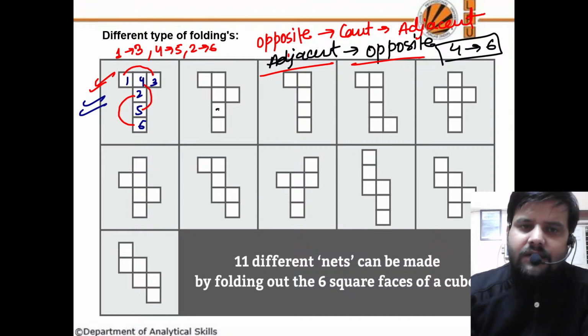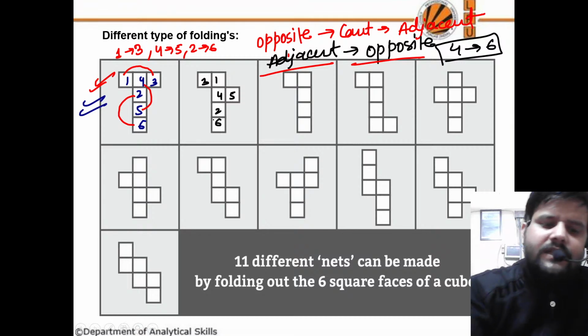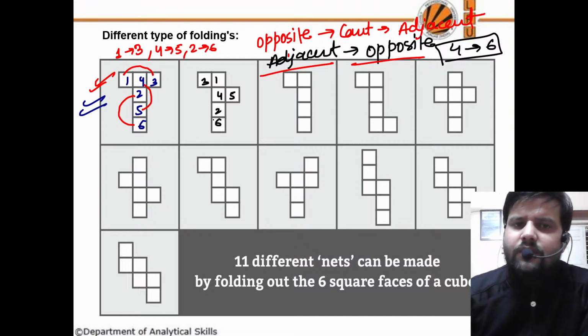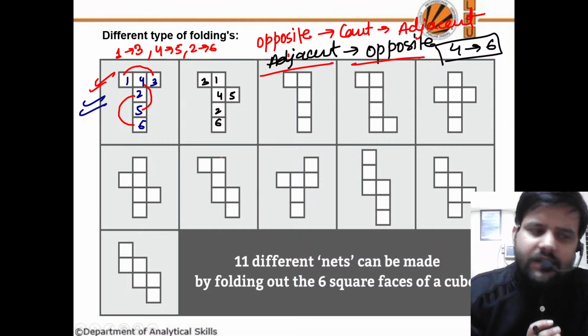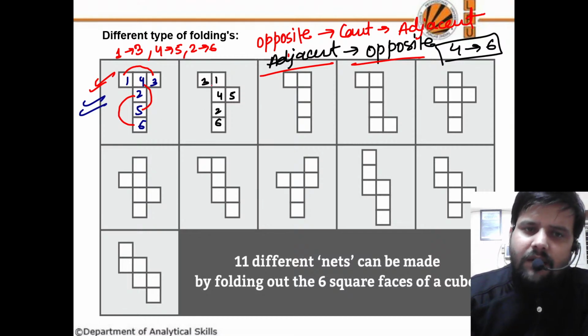Let's say I number it 2, 3, 1, 4, 5, 6. Now in this we will check which number will be opposite to which number or which number will be adjacent to which number. So the best way is for opposite pair, always look for alternate pairs. So which number is alternate to 1? Alternate to 1 here is 2. So 1 will be opposite to 2 in this.